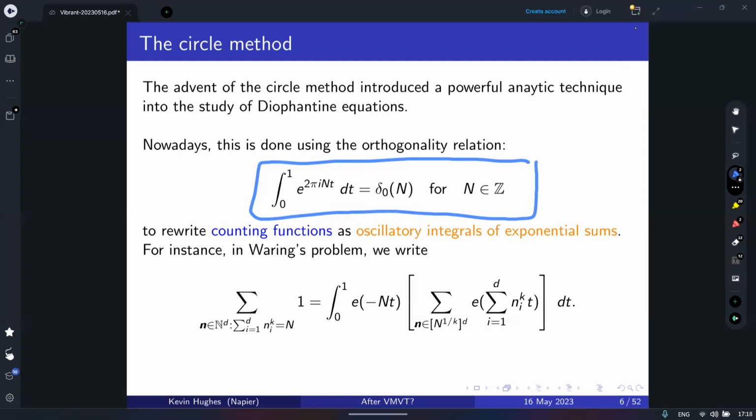Sorry, I'm not sure what people missed. Let me just back up a moment. So I was just saying the circle method is this really useful analytic technique, right? It's useful in counting and getting asymptotics for the number of ways to represent a number, or equivalently, the number of solutions to a fixed Diophantine equation or system of equations. And it starts by writing this delta function in terms of an oscillatory integral, right?